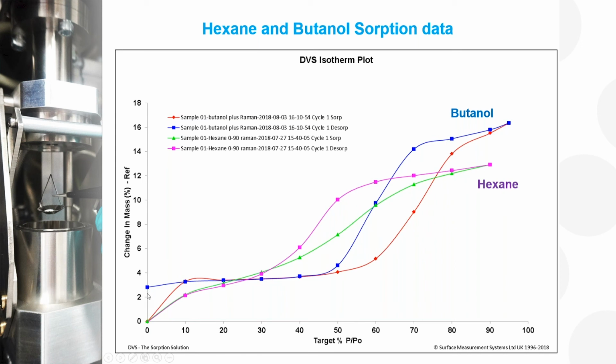chemisorption at the end. So what you can see here is basically that the sample has taken up butanol and doesn't release it. Butanol stays on the surface of the sample. About 3% of butanol is trapped in the sample at the end of the experiment, right there.